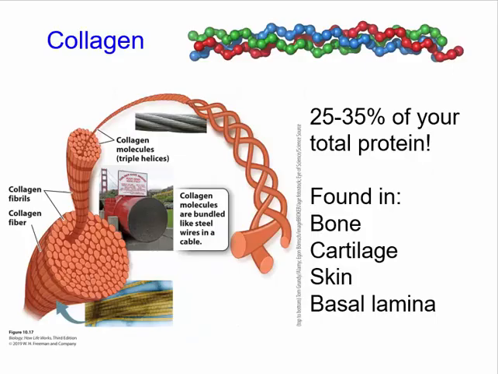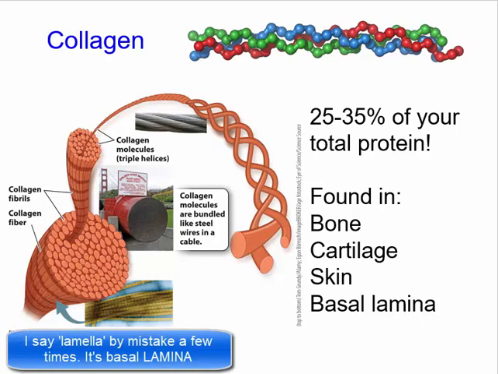So collagen is a very common protein. This makes up 25 to 35% of your total protein, period. Of all the proteins in your cells, this is 25% plus of your protein. You find it in bone, cartilage, skin, basal lamella. We'll show you what that is in a second. But collagen fibers form these cable-like structures here. So this provides a lot of potential strength.